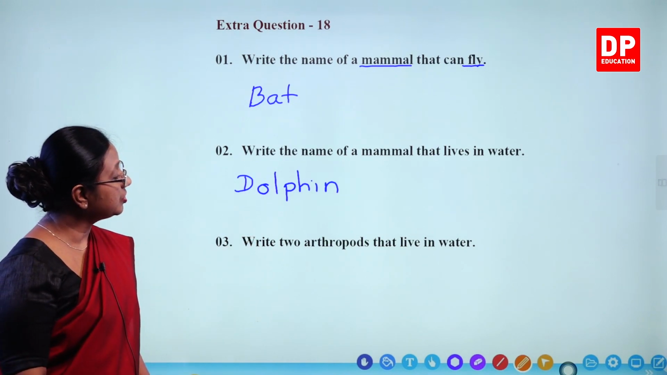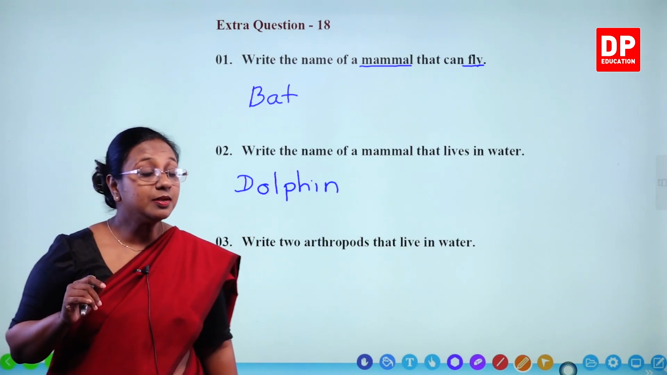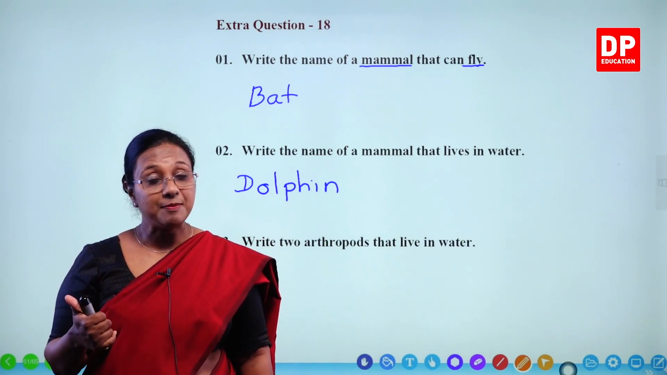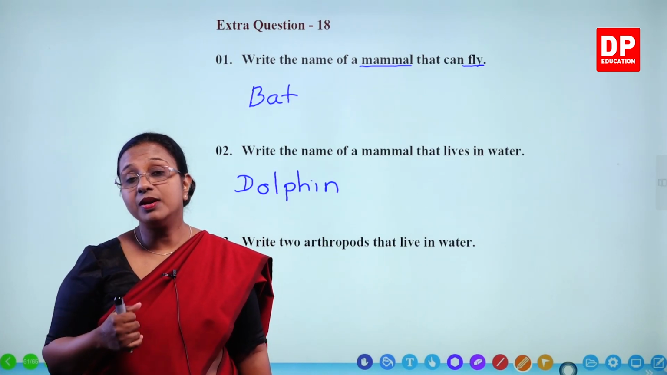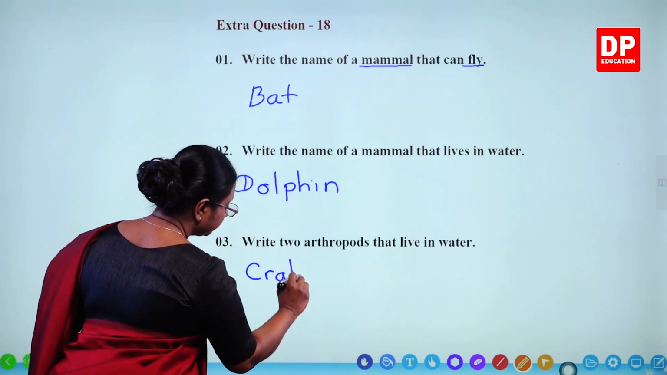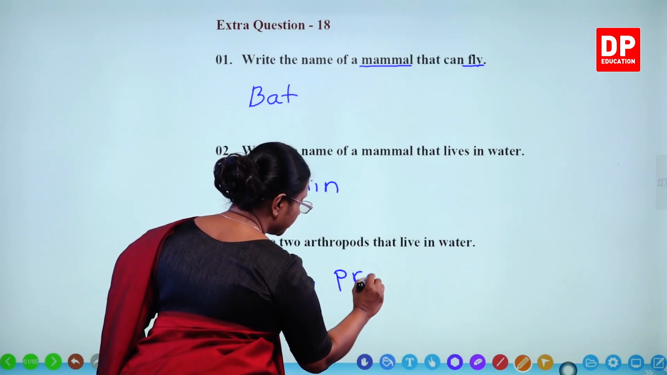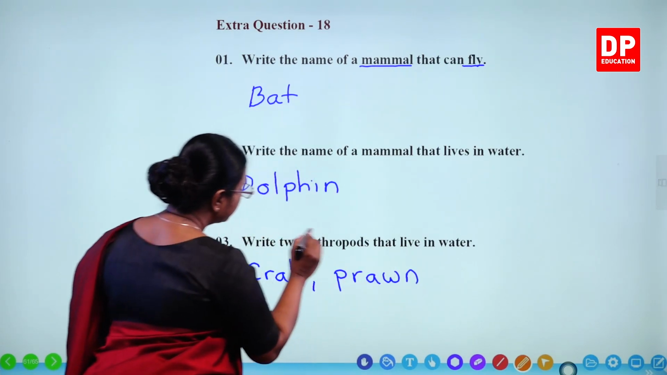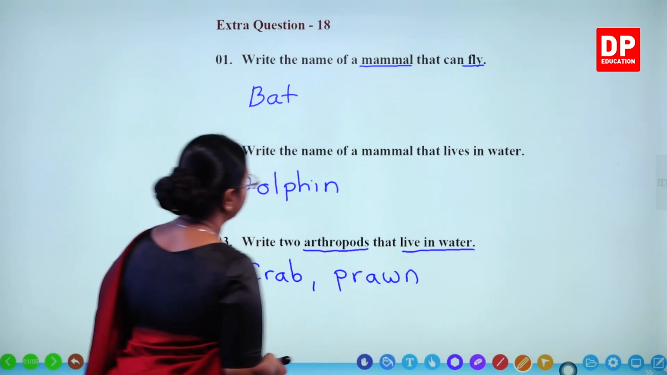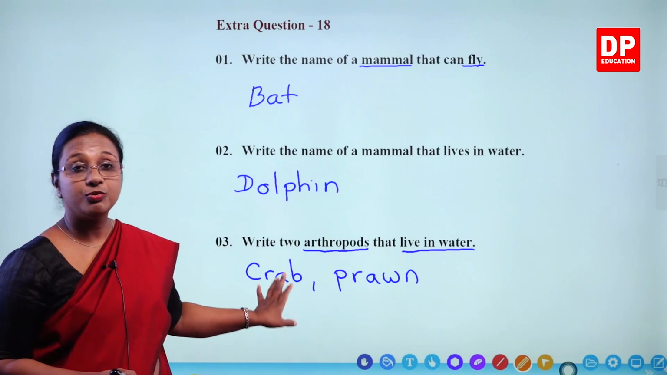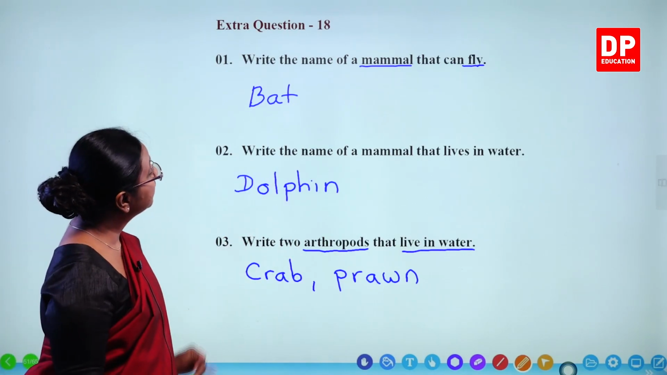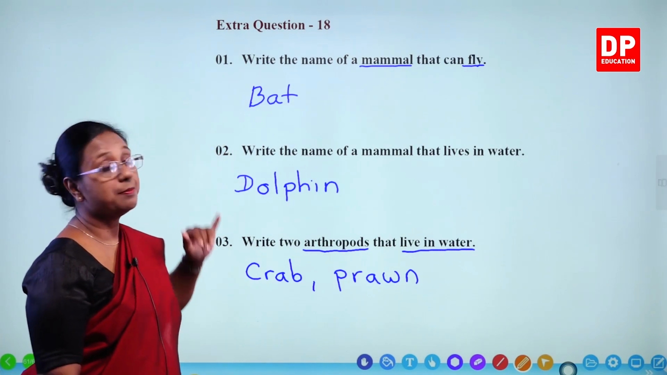Write 2 arthropods that live in water. Now arthropods that live in water. Can you think of the arthropods? The crab that lives in water, prawn that lives in water. So here crab and prawns. So here students, when you read, you have to see arthropod live in water. So like that, you have to look at the question carefully and write the answer. So write the name of the mammal that can fly, bat.